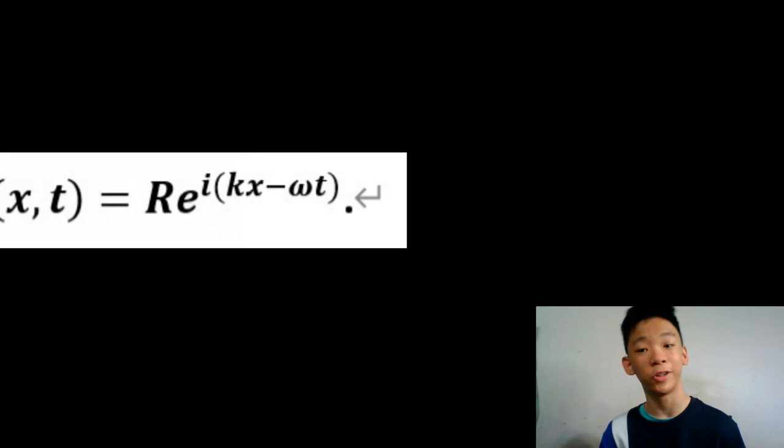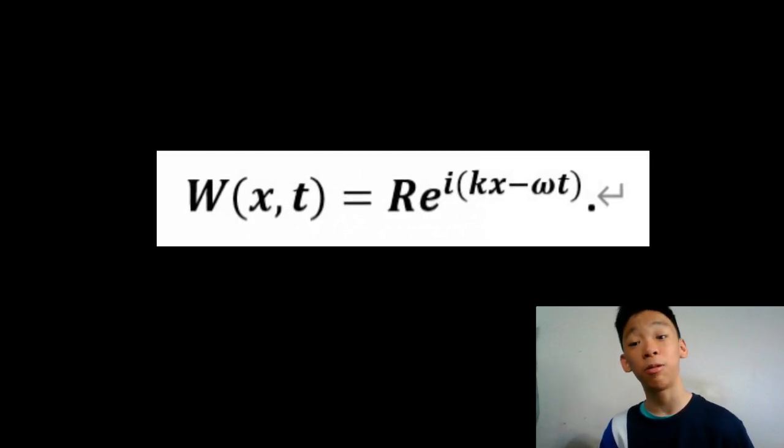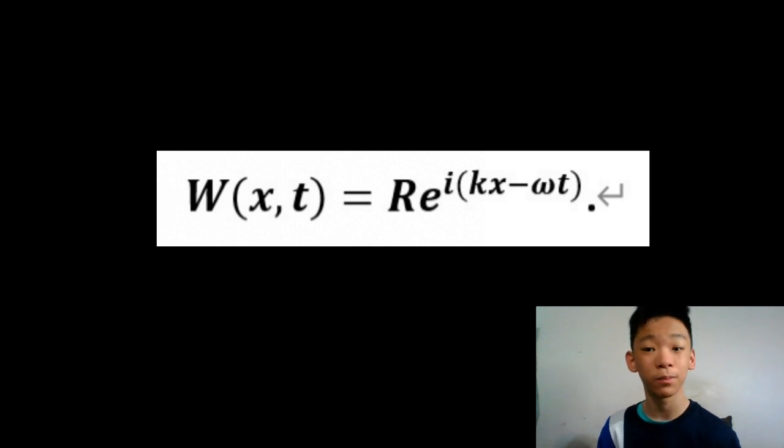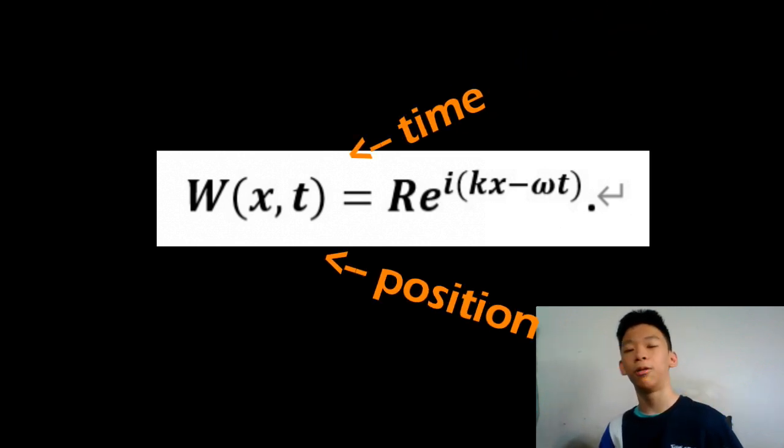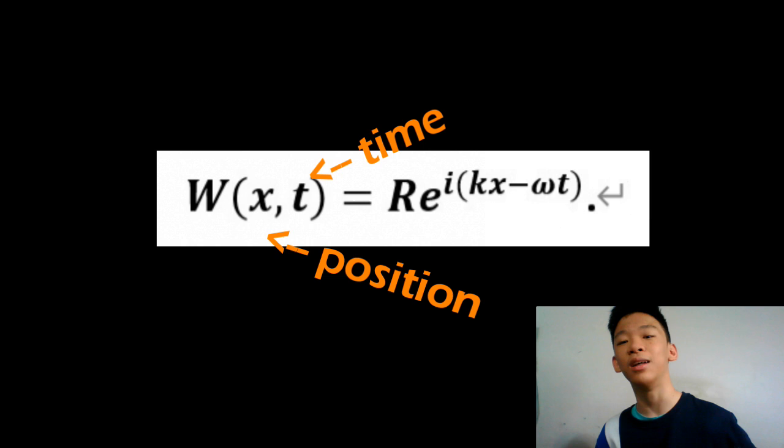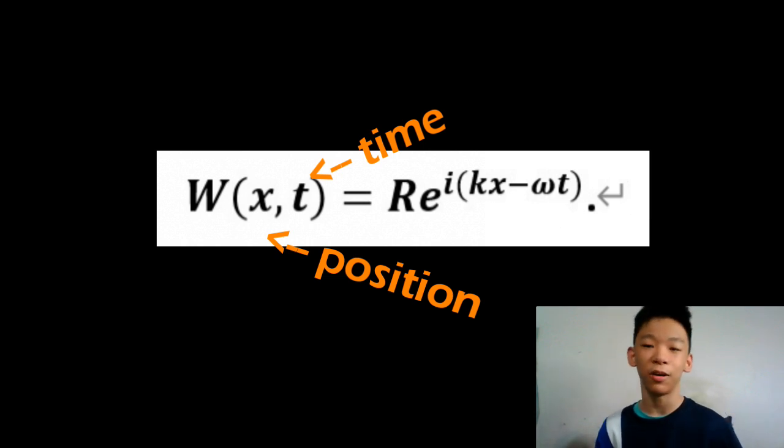What is simple harmonic motion, you ask? I'll show you in just a moment. But first, let me introduce you to the wave function. This function tells you approximately where a particle would be at any moment in time in the quantum world, where x is the position and t is any moment in time. This is a very important function in quantum physics.